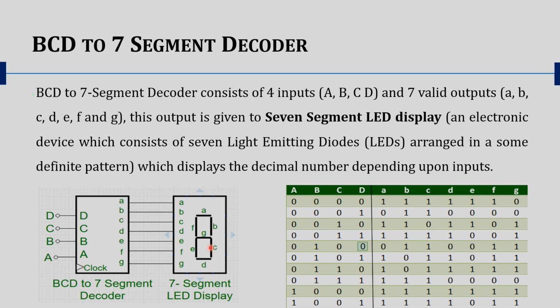Then to display the number 3, A, B, G, C, D, right? All of these will have the value 1. F and E will have the value 0. Similarly, using the different input combinations, we can display the decimal numbers. So that is the case of BCD to 7 segment decoder. So it consists of 4 input lines with 7 output lines.